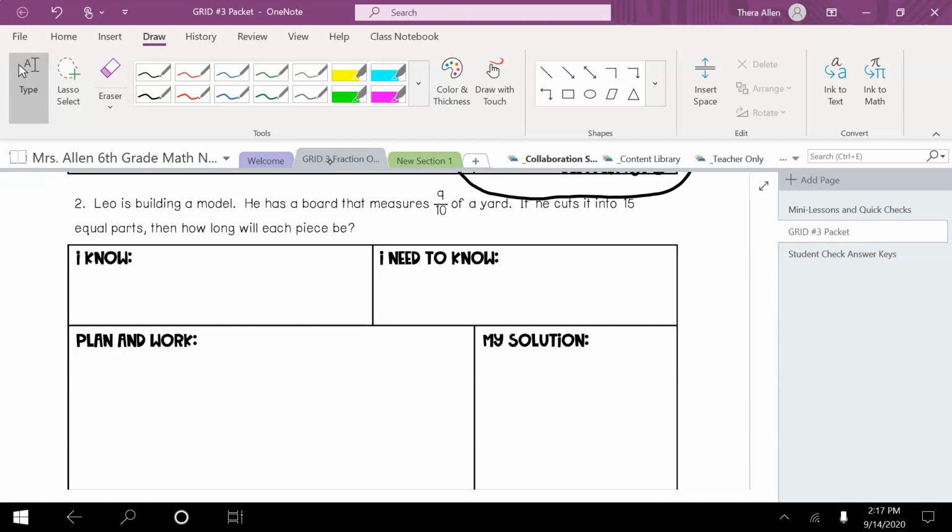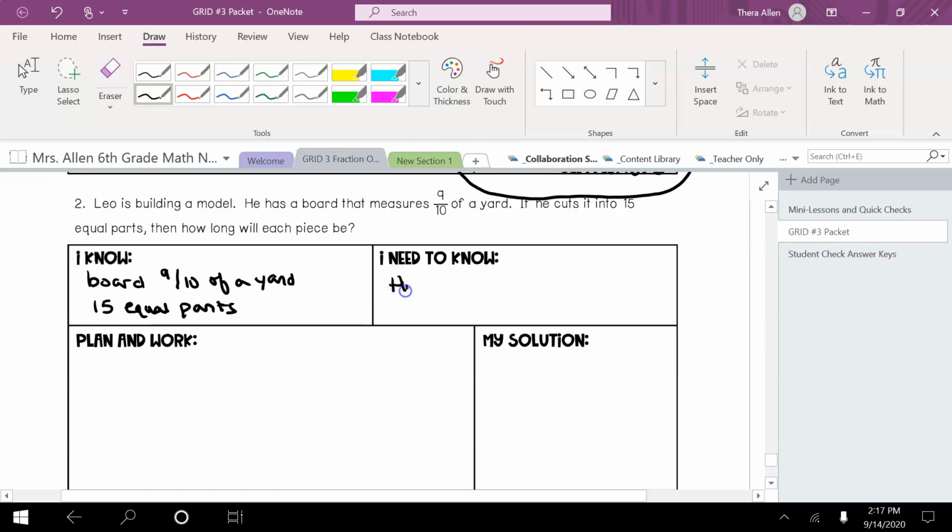Next, Leo is building a model. He has a board that measures 9/10 of a yard. So I'm going to go ahead and write that the board is 9/10 of a yard. If he cuts it into 15 equal parts, and 15 equal is a key word, how long will each piece be? And that's what we need to know. How long will each piece be?